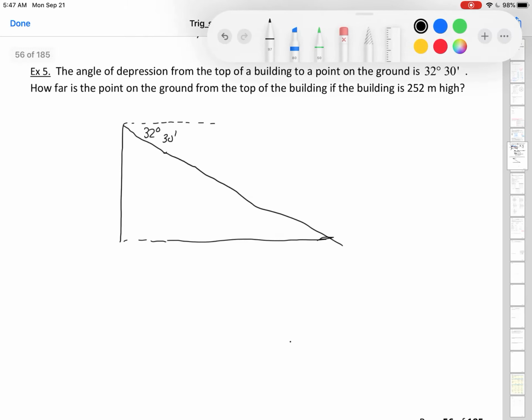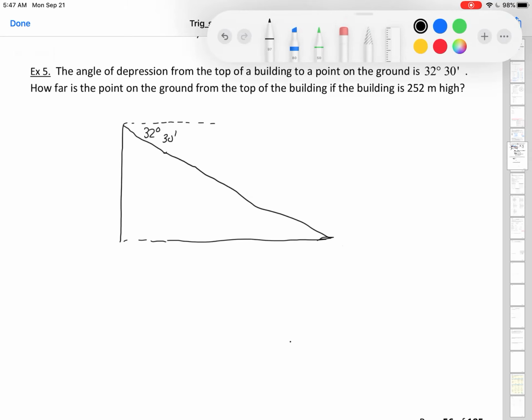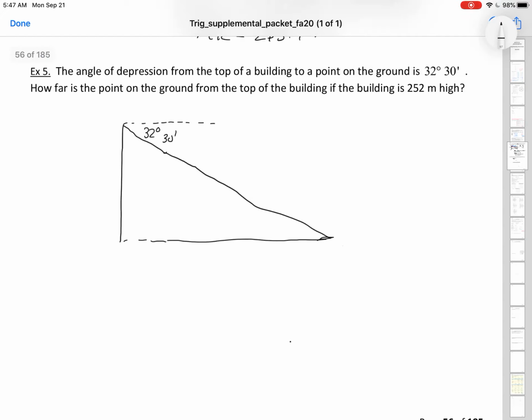Let me get rid of that extra stuff. Okay, so there's my picture. They would like to know how far the point on the ground is from the top of the building. So we'll say this point right here, from the top of the building. They're looking for this side length right here.